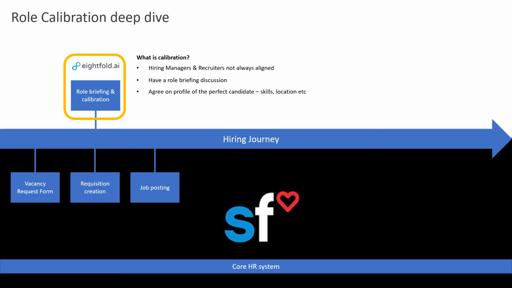Now, what Eightfold does is it formalizes this process in a calibration form, and the data you put in around all of these different parameters will then teach the artificial intelligence, enabling it then to match suitable candidates to that position. And that's what we want to show you now.